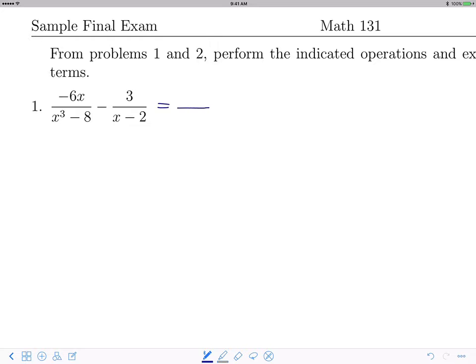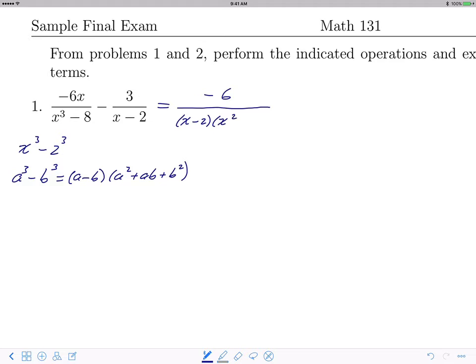So x cubed minus 8. Remember that x cubed minus 2 cubed is a difference of cubes. And the difference of cubes, a cubed minus b cubed, factors into a minus b times a squared plus ab plus b squared. So x cubed minus 2 cubed will factor into x minus 2 times x squared plus 2x plus 4.